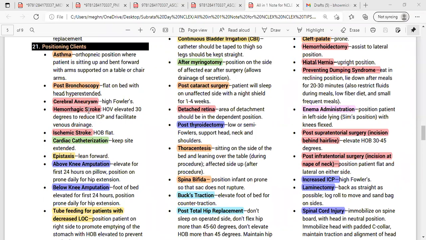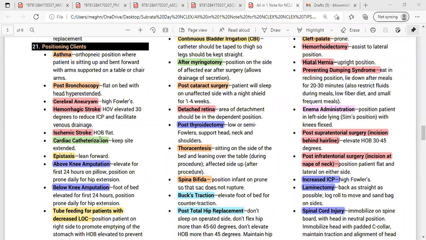In case of hemorrhagic shock, it is good to keep the head of the bed elevated 30 degrees to reduce the intracranial pressure and also facilitate venous drainage. Ischemic shock: the head of the bed should be flat. Cardiac catheterization: keep the side extended.